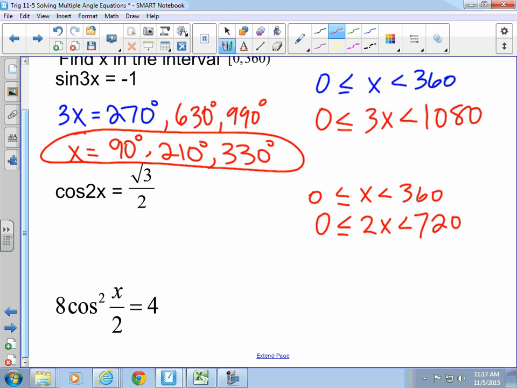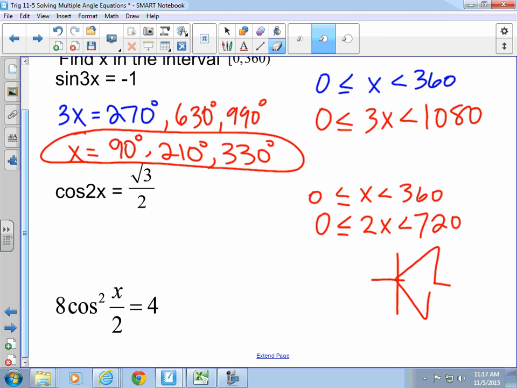So I want to ask myself, when is cosine equal to radical 3 over 2? I need to draw a picture. Maybe you might know, but cosine is positive when? First. First and third. Cosine is adjacent over hypotenuse. Does everyone agree? Those are 30-degree angles. So 30, 330.